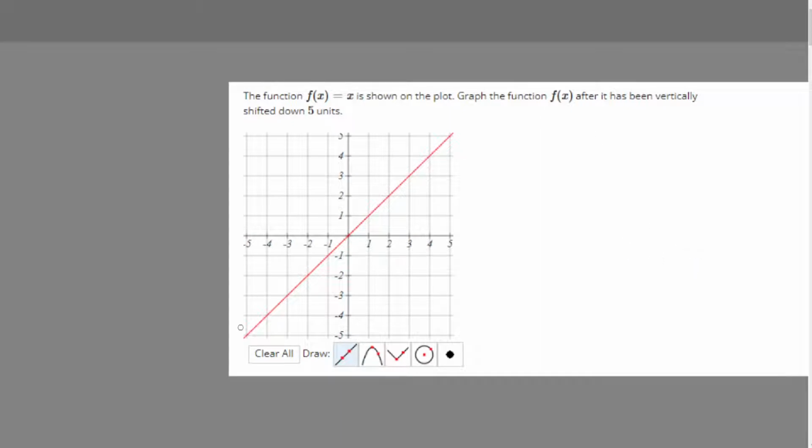So we have our function f of x, and it's shown on the plot. We want to graph the function f of x after it has been vertically shifted down 5 units. So let me just copy this. If we're vertically shifting it down, here's our center. We want to shift 1, 2, 3, 4, 5. The slope stays the same, and we are just moving it down 5.